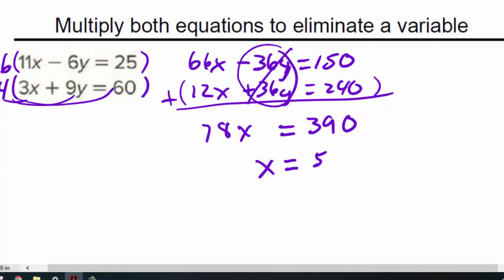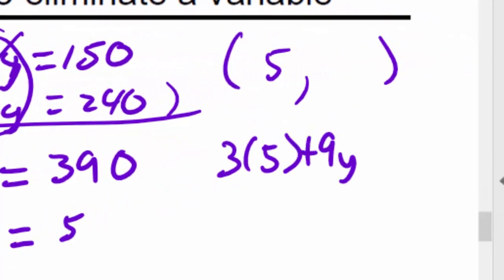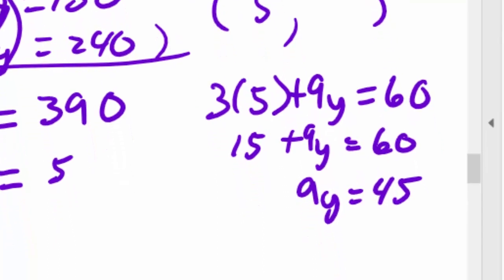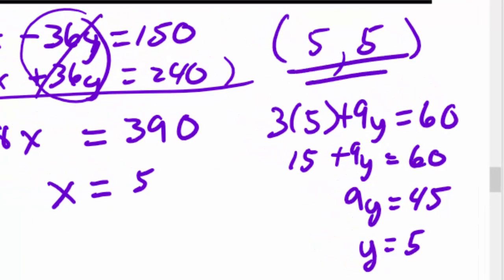So half of my answer here is 5 for x, and I got to solve for the y value. So I'm going to go back to the bottom equation here because the numbers are a little bit smaller to deal with. So I'm going to substitute a 5 in place of x. So 3 times 5 plus 9y is equal to 60. Simplify, 15 plus 9y equals 60. Subtract 15 from both sides, 9y equals 45. Divide by 9 on both sides, y equals 5. So my solution ends up being exactly 5, 5.